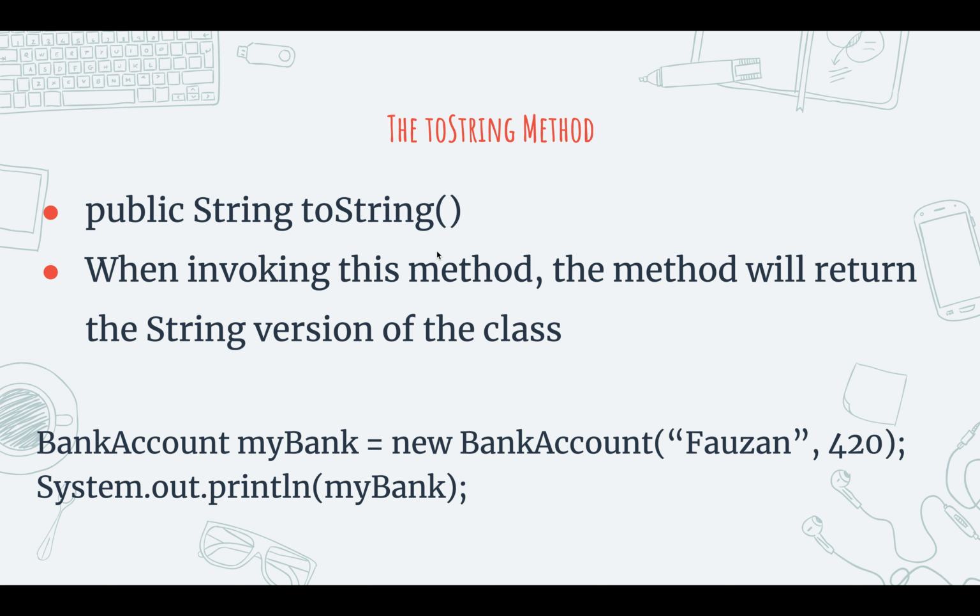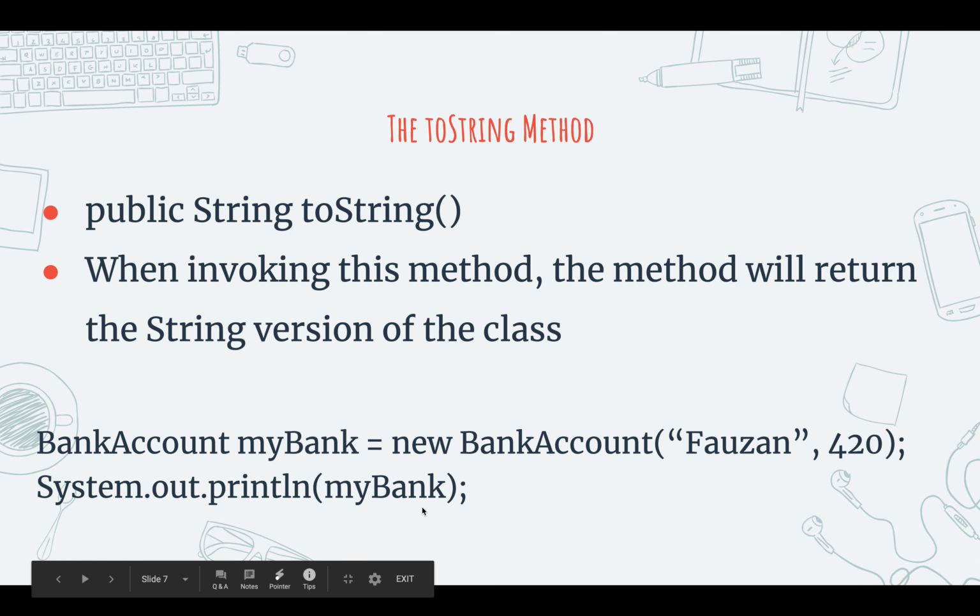There are two ways to invoke this method. I declared a bank account, named it Fozon, and gave it another argument of 420. The identifier that we use is myBank. One way of invoking it is the normal way: myBank.toString() with the parentheses. But the object class allows us to simply call the identifier and then this method gets invoked automatically. So we don't really have to add .toString() with the parentheses, because if we simply write the identifier, this method gets invoked.